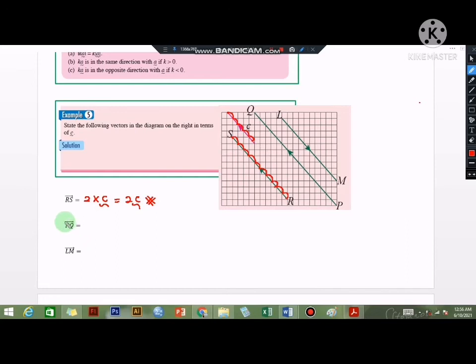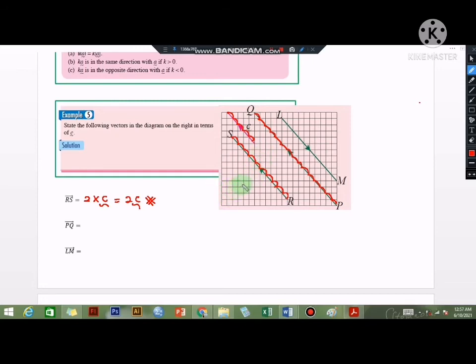Now let's look at vector PQ. The direction is the same, so you don't have to do anything. You don't have to put negative. You just need to calculate the units. How many units for vector PQ? 1, 2, 3, 4, 5, 6, 7, 8, 9, 10, 11, 12, 13, 14, and 15.